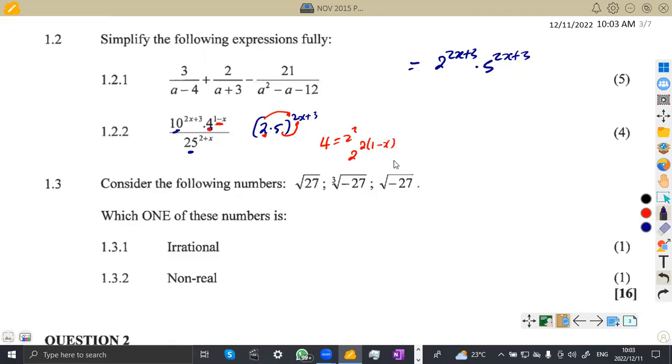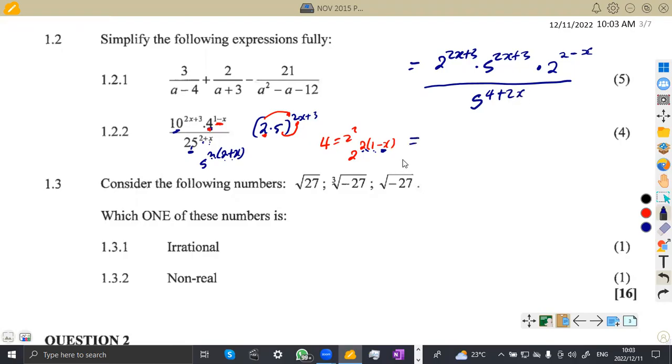So this 2 is going to affect everything. So it's going to be 2 to the exponent of 2 times 1, which is 2. 2 to the exponent, 2 times minus x here, that's minus x. All right, everything over 25. 25 can be written in terms of 5. We know that's 5 squared. But it's going to be affected again by the exponent, which is 2 plus x. So we are going to multiply, which is 5 to the exponent of 2 times 2. That is 4. 2 times x, which is 2x. So that's what you're going to have at the end.